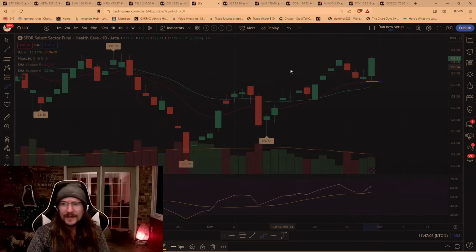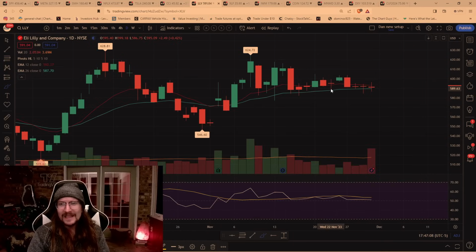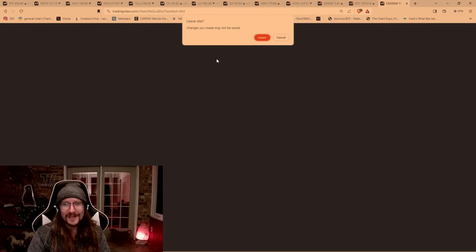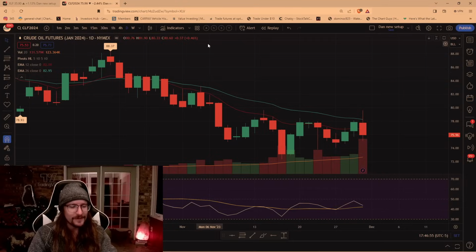Eli Lilly yesterday broke support by less than 0.5%. I'm still considering it a tightening range here. But I also don't trade this name, so I don't really care what it does. But it's a nice tight pattern.